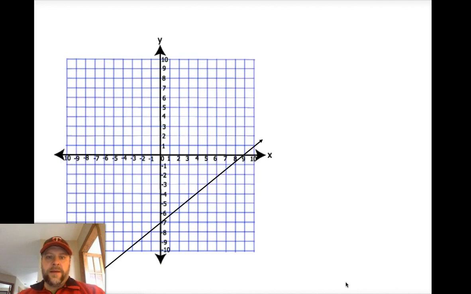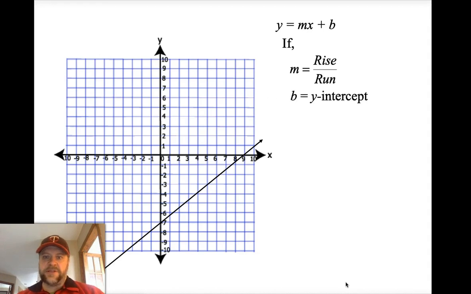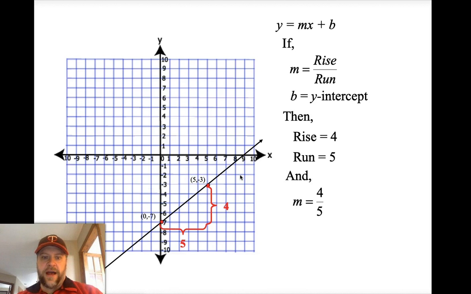Here's another line. This line is still going to follow the form y equals mx plus b. I'm looking for the rise over run. I'm looking for b as the y-intercept. So given a point, I'm going to find the y where it crosses the y-axis. I'm going to find that y-intercept, 0, minus 7, because it's way down here at minus 7. And then I'm going to find a point to the right, and I'm going to just count how far over. In this case, it's 5. How far up? In this case, it's 4, so it's going to be 4 over 5. So my slope is 4 over 5. And b is minus 7.